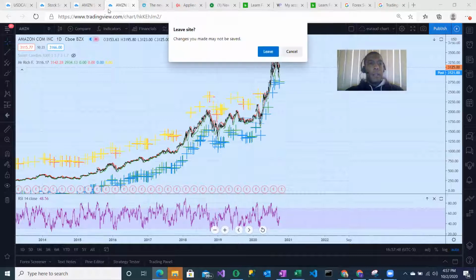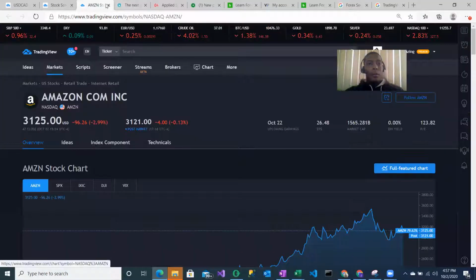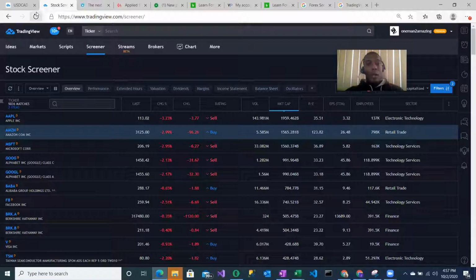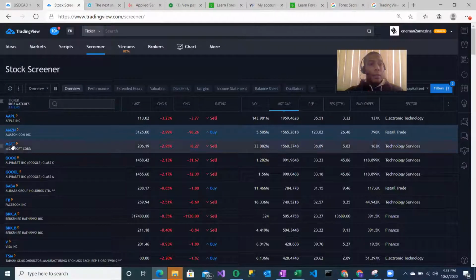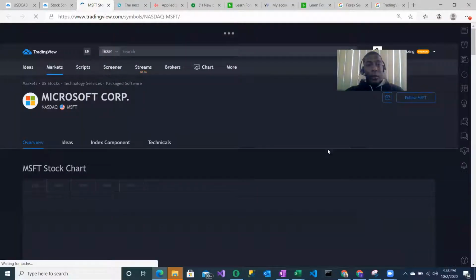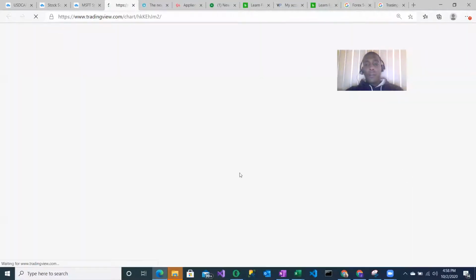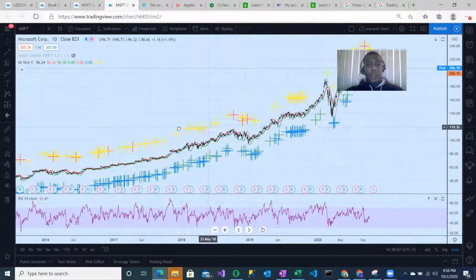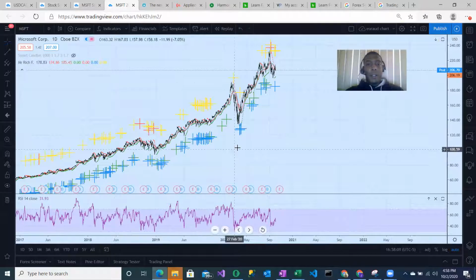But let me exit out of this. This is DataCamp. This is where I learned how to do a little data science stuff. Microsoft. Does it work on Microsoft? Let's take a look. Microsoft has been climbing steadily. As you can see there in March, something changed to where they're getting blue signals too. Microsoft, how much money would it have made me?